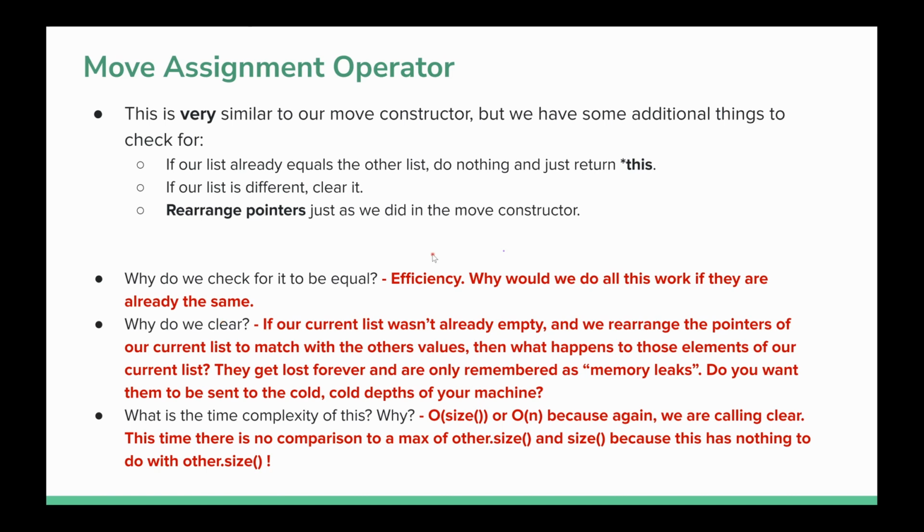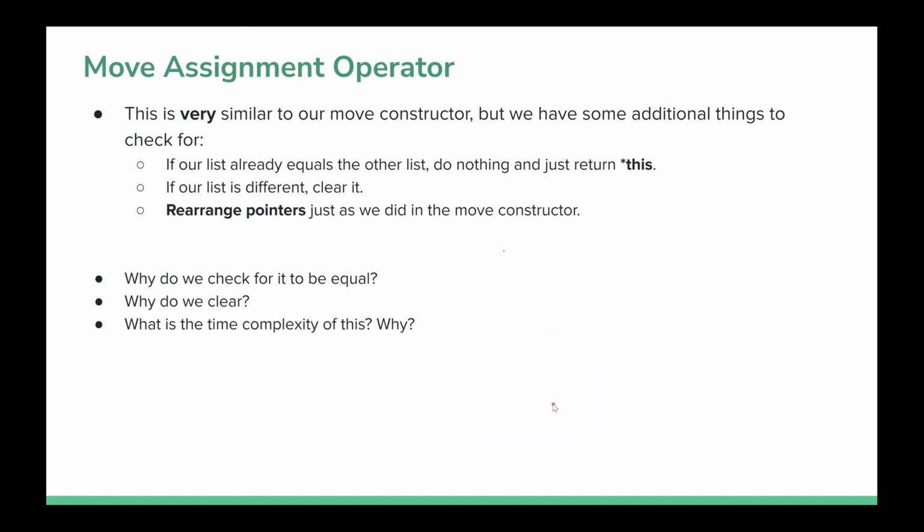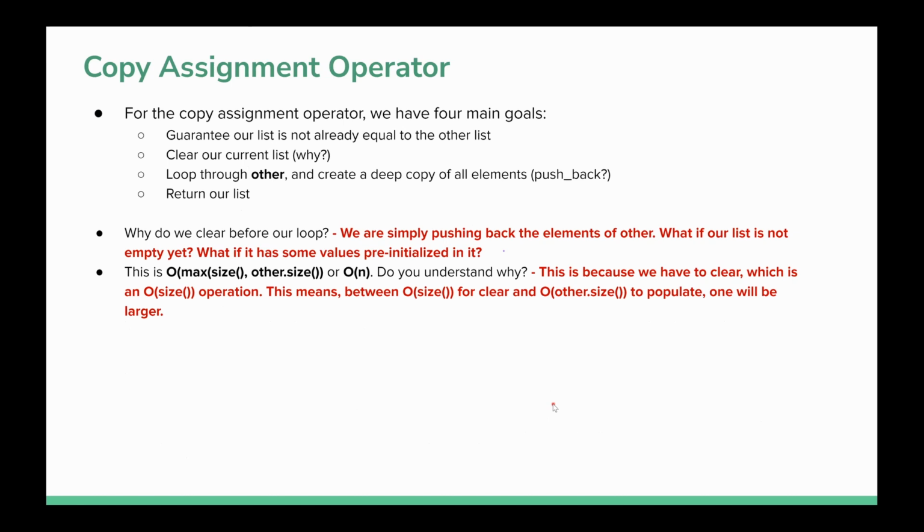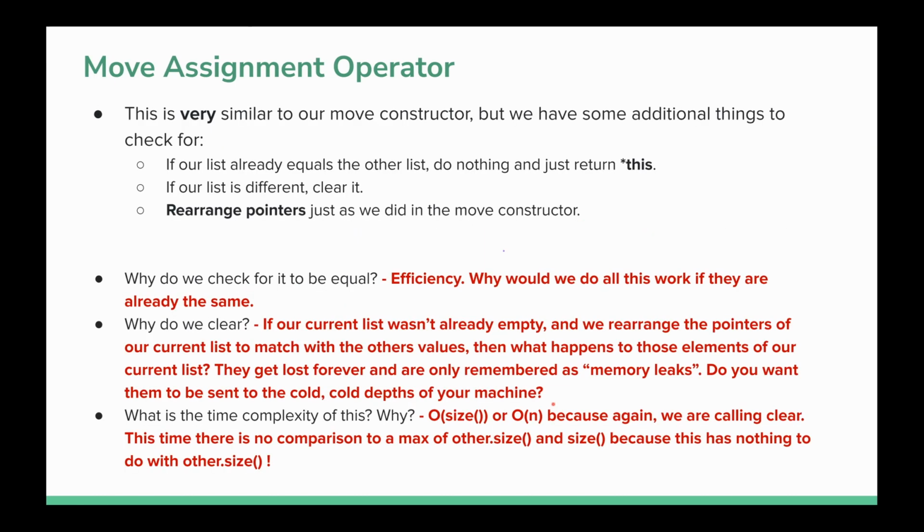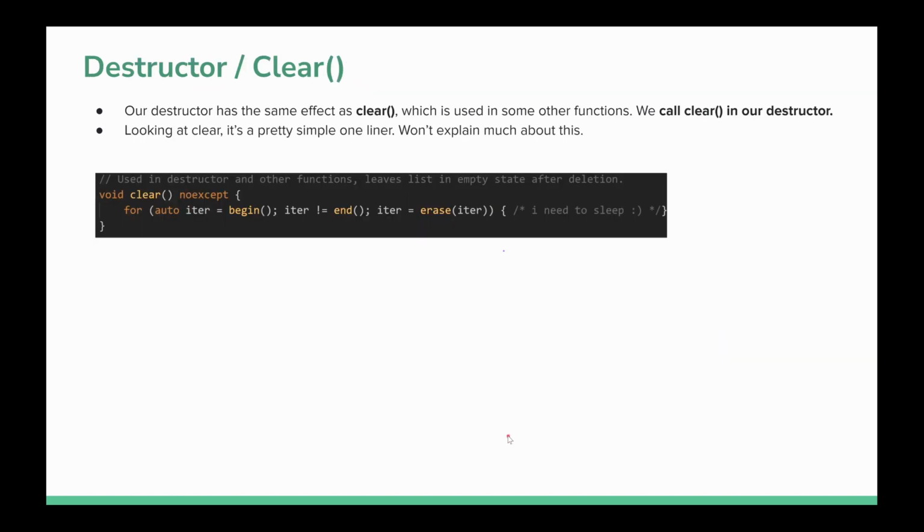Okay, the overall complexity of this is going to be O of n, or O of size. And it's not going to be anything like this one where it was like, oh, well, it's O of max size. And the reason for that is because we have a clear that is O of n, and we have an actual move of rearranging pointers that is O of 1. So between O of n, or O of size, and O of 1, the larger or slower one is going to be O of size. There is no comparison.